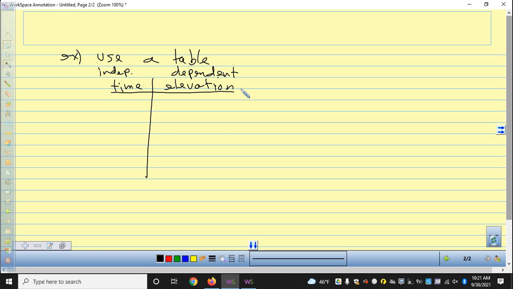down in elevation. So at time 1, our elevation is 360. At time 2, our elevation is 325. So we're going down in elevation. Time 3, this could be minutes, 3 minutes. Our elevation is 290, and at time 4, the elevation is 255. And we want to find the rate of change in elevation.